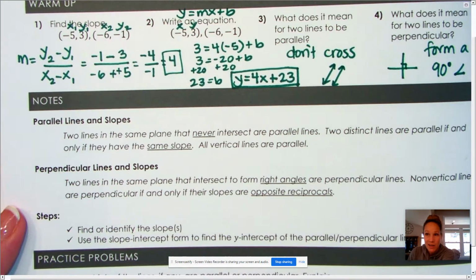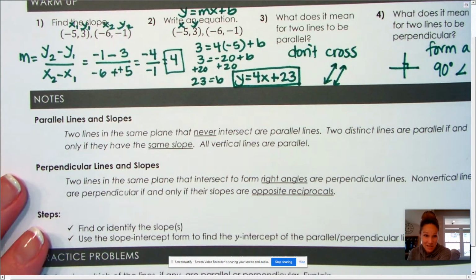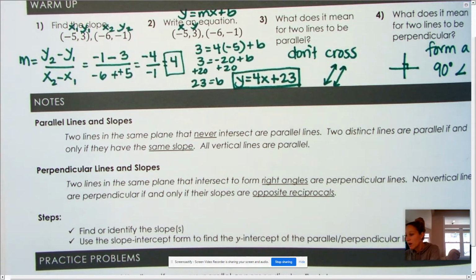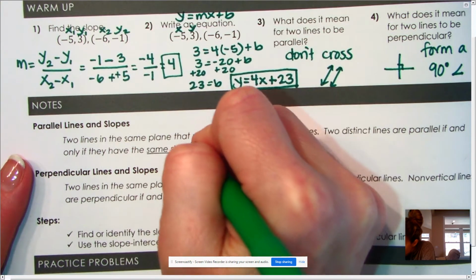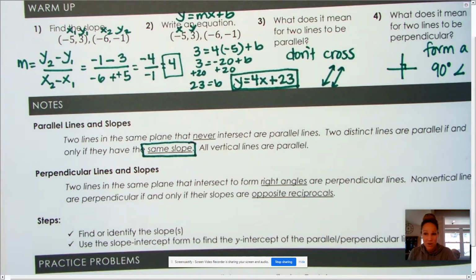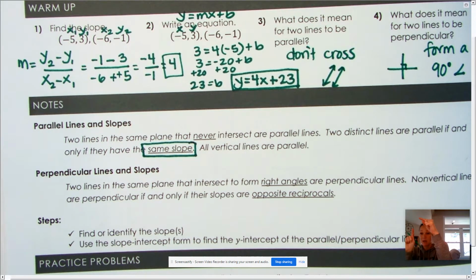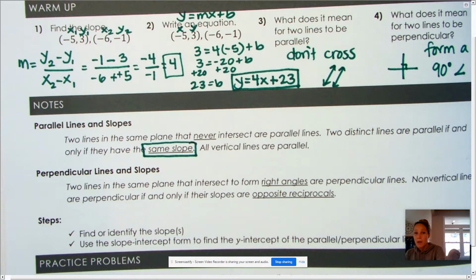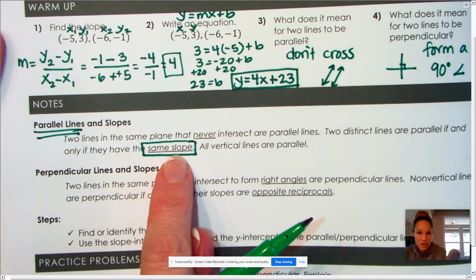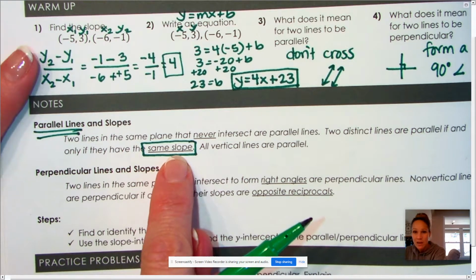Okay, so if we are talking now about linear functions, and we're talking about parallel lines, we know that parallel lines have the same slope. And if they have the same slope, they will never cross each other. Because if one goes up 2 over 1, the other one goes up 2 over 1, and they'll never get any closer to each other. So parallel lines, underline, put a box around same slope.